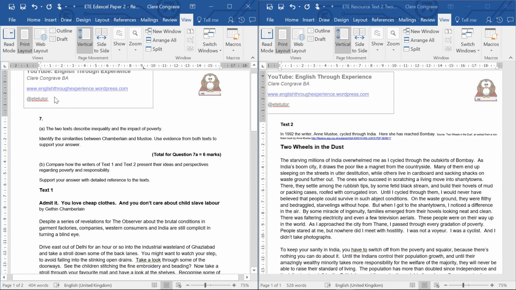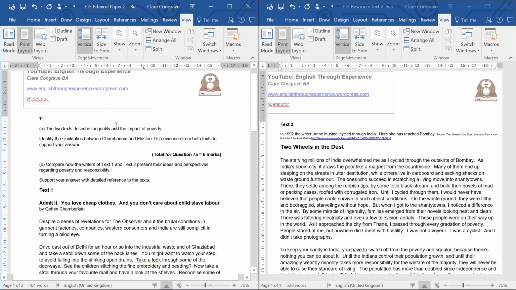This is for GCSE English language students who are doing the Edexcel Paper 2 exam. This is for Section A reading and we're looking at question 7 part A. This one is very straightforward for you to get those 6 marks. It's nothing to worry about.